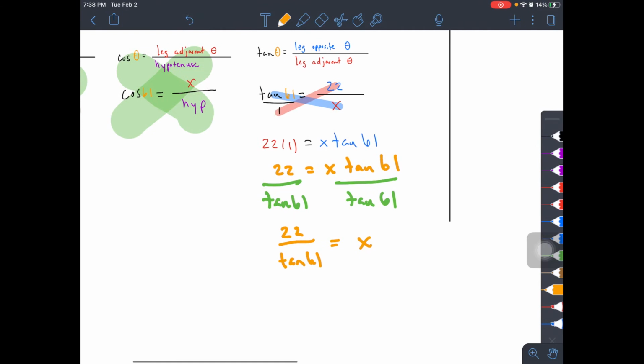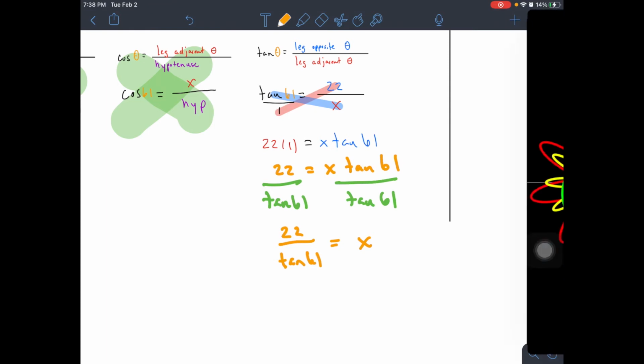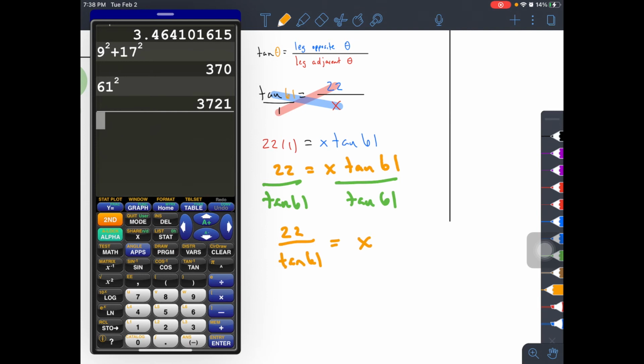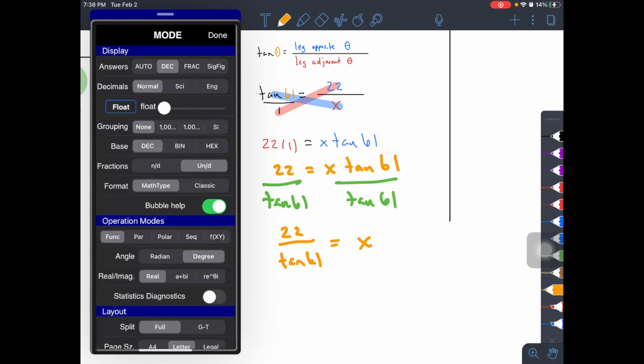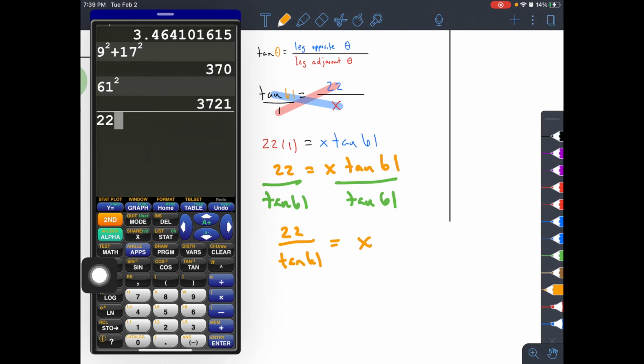Now, obviously, this answer probably won't make much sense. We need to give it a real number answer. So we're going to have to take out our calculator and always make sure that we're in degree mode down here where angle is. So we are in degree mode, so we are okay. All right. So now 22 divided by tangent of 61. Don't forget to close your parentheses.